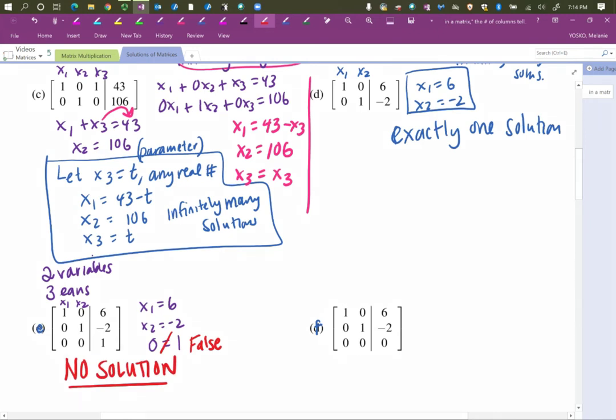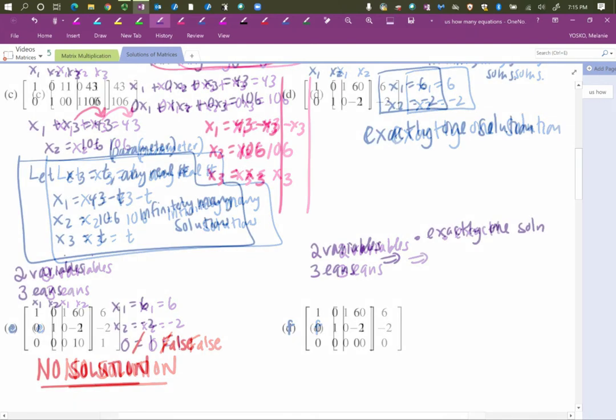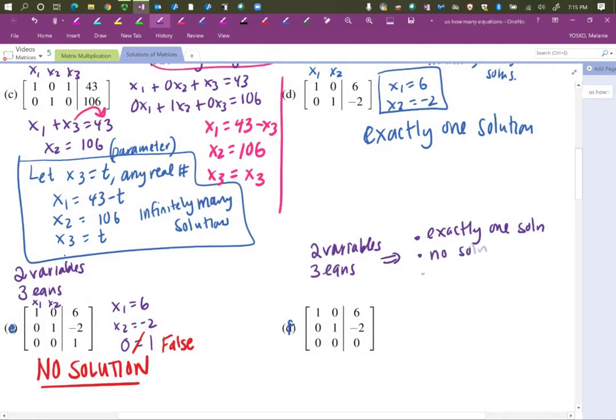Okay, let's look at F. F, we still have 2 variables, and then we have 3 equations because we have 3 rows. So again, I could have exactly one solution, we could have no solution, or we could have infinitely many solutions. Okay, so I'm going to go ahead and label this as x sub 1 and this is x sub 2.